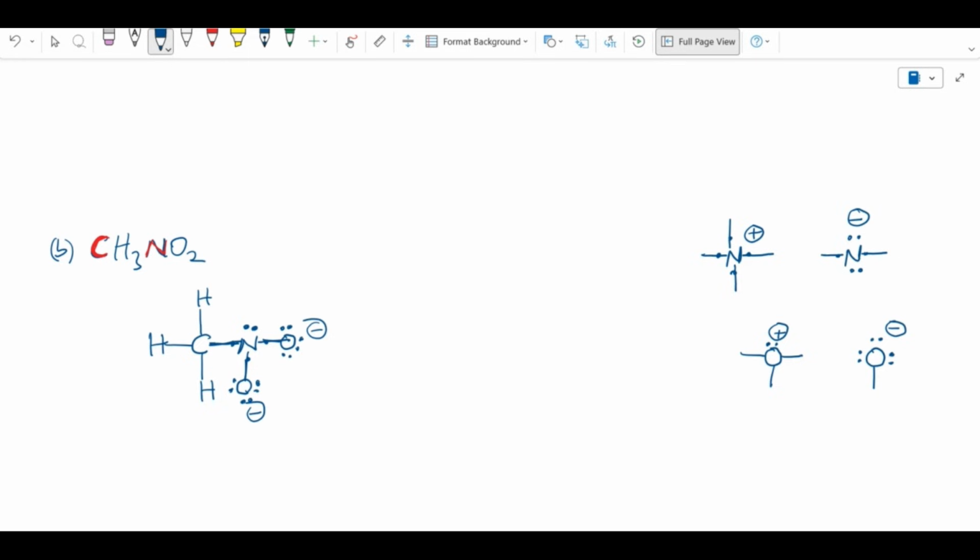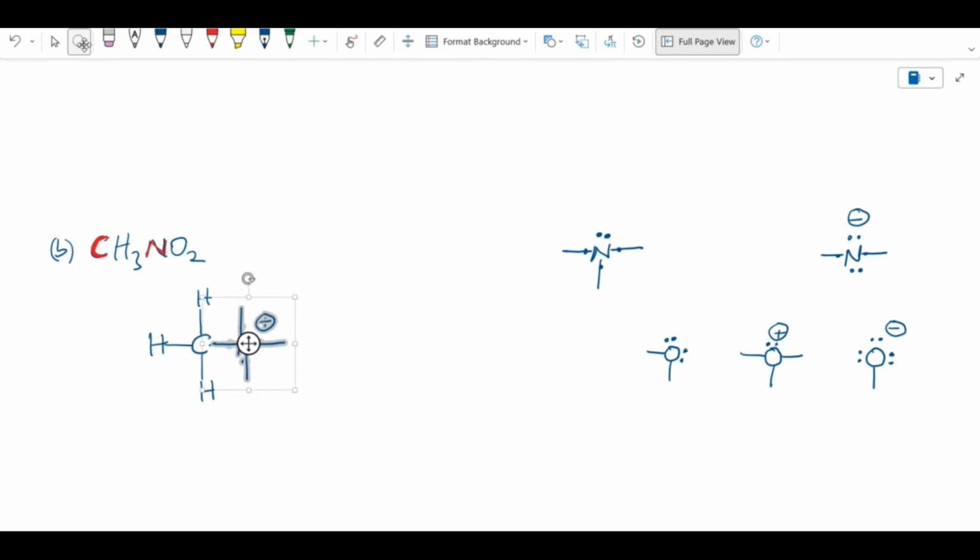Negative, negative. However, in a compound here, the molecule is neutral. So this will be an incorrect Lewis structure. So we have to try a different connection or a different approach. So another thing I can do is to use this nitrogen.